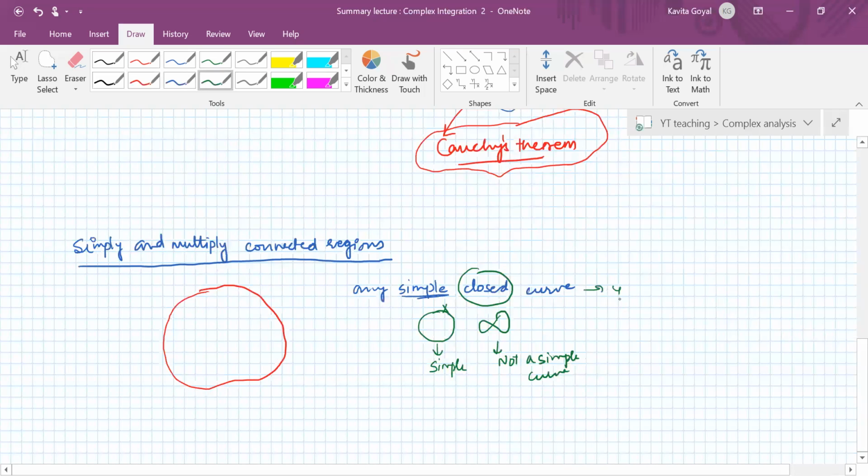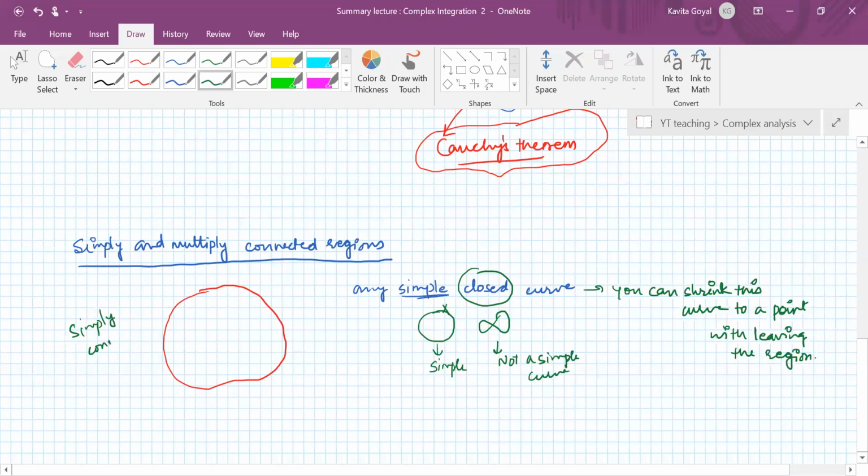So the definition of simply connected region means that if you take any simple closed curve, you can shrink this curve to a point without leaving the region. If for a region you can do this, that for any simple closed curve you can shrink that curve to a point without leaving the region, then that region is called a simply connected region. Is that clear?